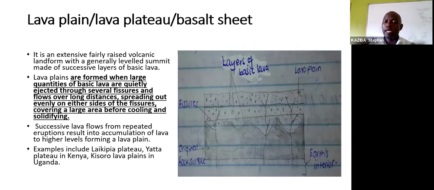The eruption can take place and the first layer is formed, then another eruption happens and another layer is formed. That's why we say successive lava flows from repeated eruption result in accumulation of lava to higher levels, forming a lava plain. Then you give examples, then you illustrate.